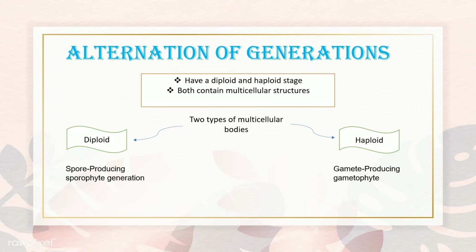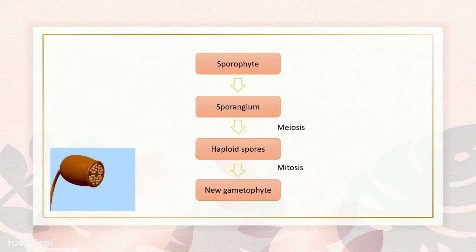So, diploid spore will produce the sporophyte generation, and haploid gamete will produce the gametophyte generation. From the beginning, the sporophyte produces a specialized structure called sporangium, and then meiosis will take place to produce haploid spores. After that, the spores will undergo mitosis and become a new multicellular gametophyte. For the information, a spore is a reproductive cell which can develop into a new organism without the need to fuse.